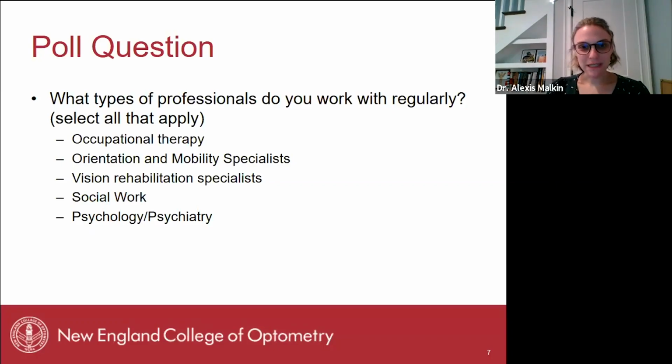All right, so it looks like the majority work with vision rehabilitation specialists. And I do find that internationally, that seems to be the most common professional involved. Here in the US, we rely quite a bit on occupational therapy. That has to do with the billing structure. In the US, occupational therapists can be paid for vision rehabilitation through insurance carriers, whereas vision rehabilitation specialists cannot. And it looks like a smattering of reliance on the other areas as well.